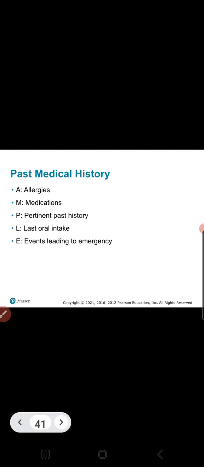But past medical history, we always want to know allergies, medications, pertinent past history, last oral intake, and events leading to the emergency. A geriatric note: decreased ability to perceive pain, more serious causes of abdominal pain and more likely to be life-threatening, may be complicated by medication. So when you have somebody that's geriatric, it is weird. They don't have pain like we have pain.